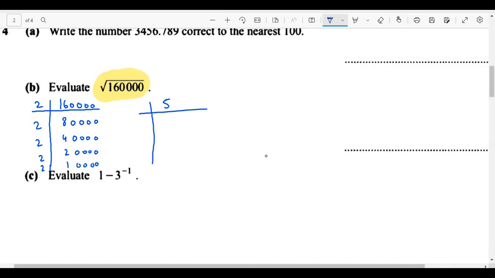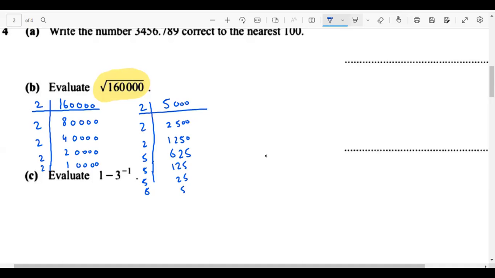10,000 divided by 2 is 5,000, 2,500, 1,250. Then what is 1,250 divided by 2? 625, ठीक है. Then it was 5, हमने पहले भी किया था. This would give you 125. Again 5, it would give you 25, 5, 5 and 5, ठीक है. This is how we are going to do it.